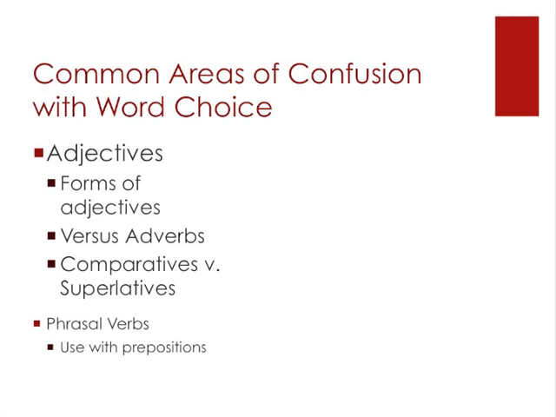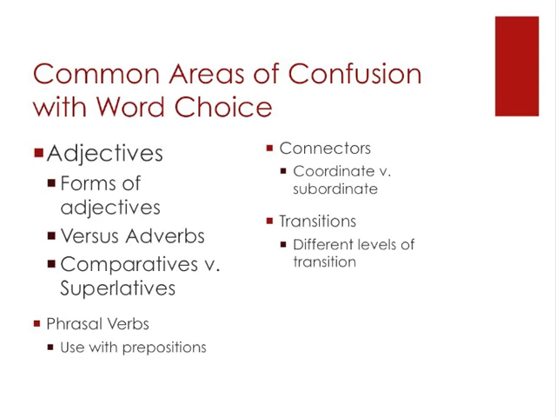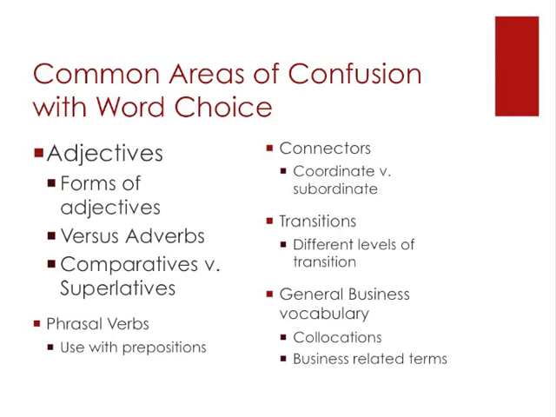Phrasal verbs, of course, can also be confusing because certain phrasal verbs go together with certain prepositions. Connectors are especially confusing because there are coordinate connectors, in which we connect equal things, and subordinate connectors, which generally do not connect equal things, such as conditional connectors. Transition words, again, transitions work on different levels as well. And, of course, the general business vocabulary. Again, these are easy to confuse because oftentimes we need to know how the words fit into the blank. So those collocation ideas that we're going to look at again here can be very confusing.